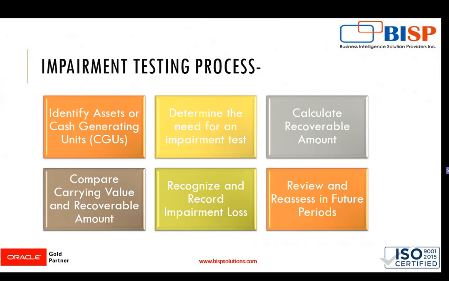First of all, we will be identifying assets or cash generating units, which is CGUs, where we determine the individual asset or group of assets that will be tested for impairment.